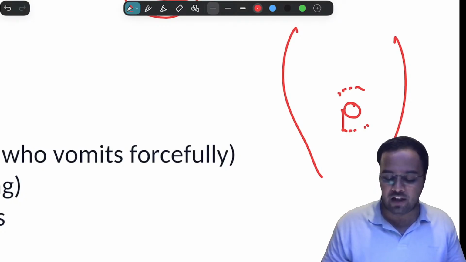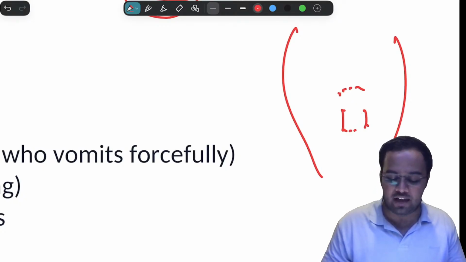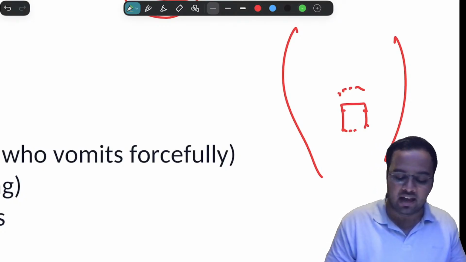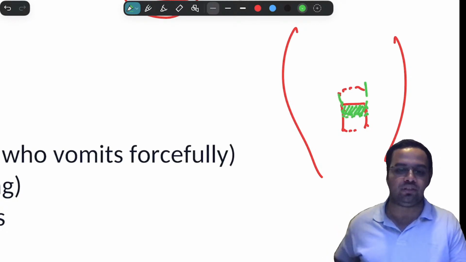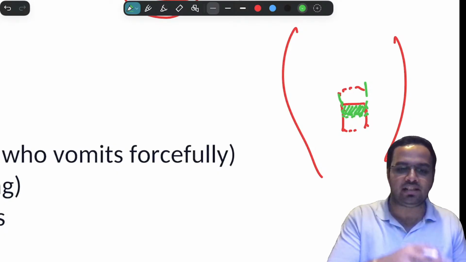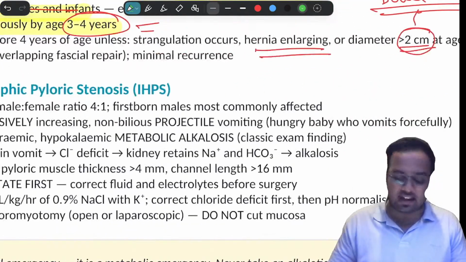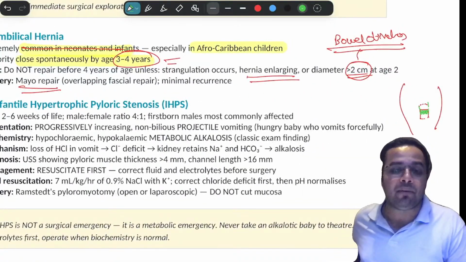So the inferior flap is going to be placed here, and the superior flap is going to be pulled down, and it is going to be anastomosed like this. So the defect is now covered with two layers of sheath, first the inferior sheath and the superior sheath. It is called an anatomical repair, which is also called Mayo's repair.